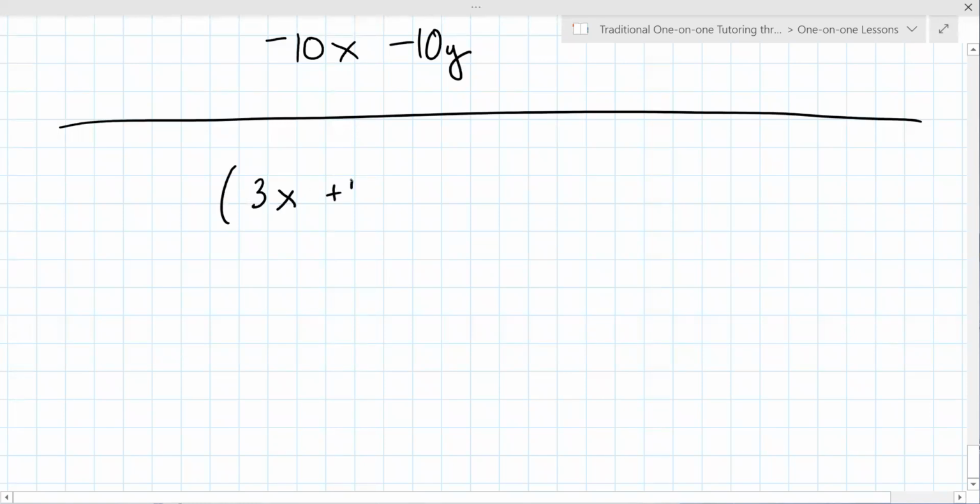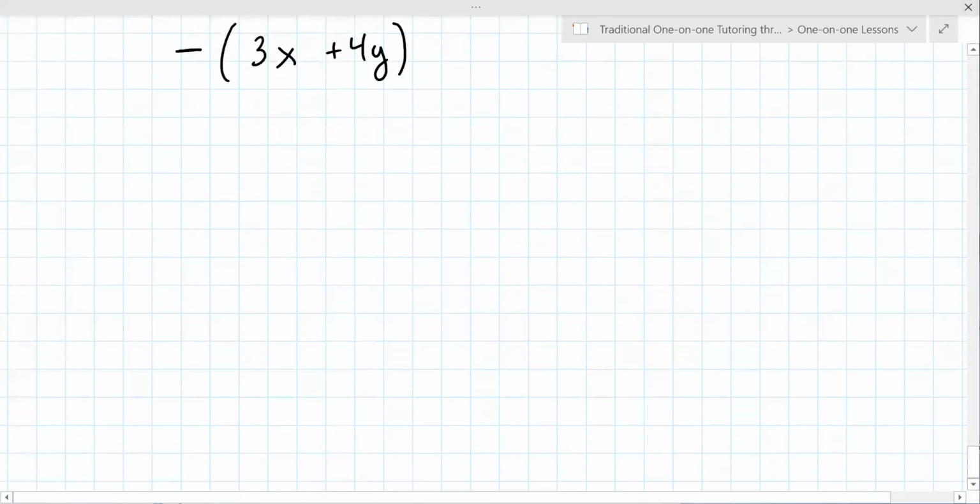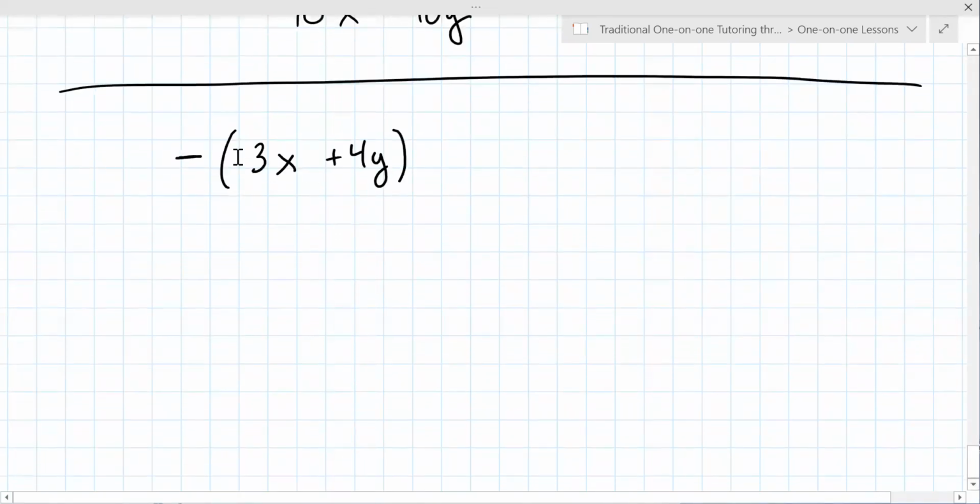So I'm going to say 3x plus 4y in parentheses. I'm going to put a negative on the outside, or a subtraction symbol. We did this a little bit yesterday. Maybe you've seen it in class. Not sure. Tell me if this looks familiar at all. Sourish, is this familiar? Have you seen this before? I don't know.